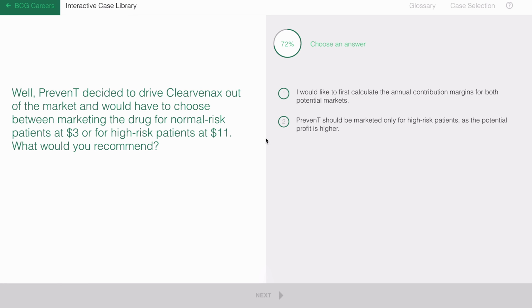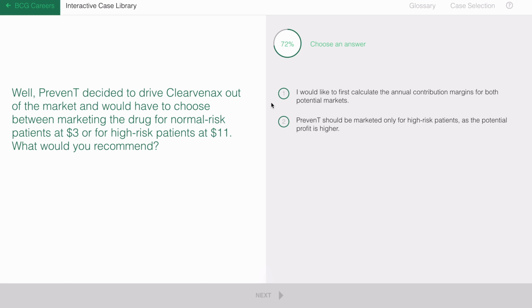Well, Prevent-T decided to drive Clearvanax out of the market and would have to choose between marketing the drug for normal-risk patients at $3 or for high-risk patients at $11. What would you recommend? So I think this comes down to profits. Which group is going to make more money for us? So we obviously make more money per dose for high-risk patients, but we know high-risk patients make up only 200,000 patients, while the normal-risk patients make up 800,000 patients. So one group has a higher profit margin per dose, but another group is much larger. So we have to calculate it out.